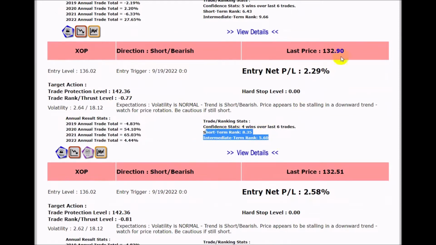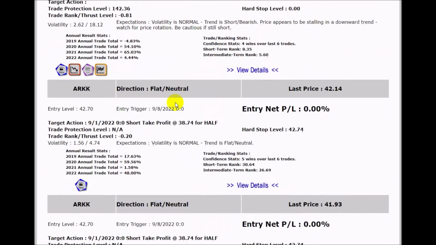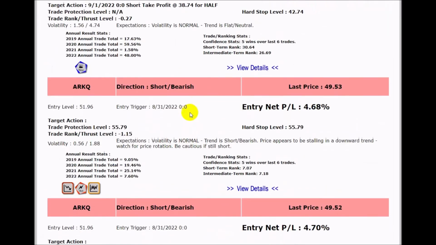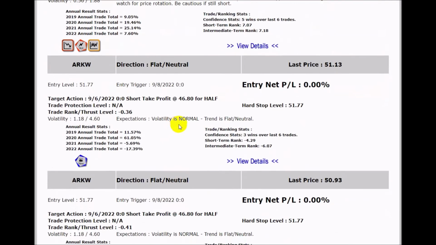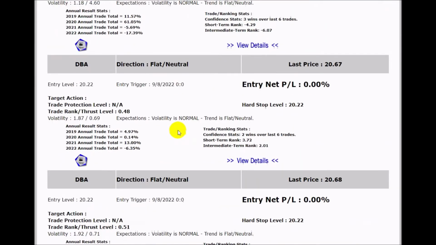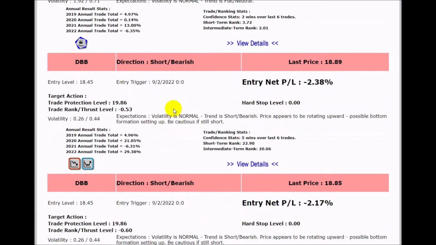Very solid ranking. We're already up 2.29%. ARKK is flat. ARKQ is a trade as of 8/31, about 2.5 weeks ago, 4.68%. Current price is $49.53. We got in at $51.96. Very solid ranking, win 5 of the last 6 trades right here, really quite performing very well. And from a standpoint of traders, when you're looking for new triggers and you want to come in here and take a look at what's going on, you've got some great opportunities here.